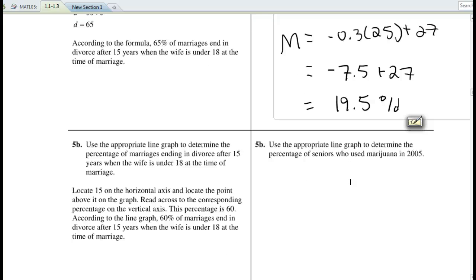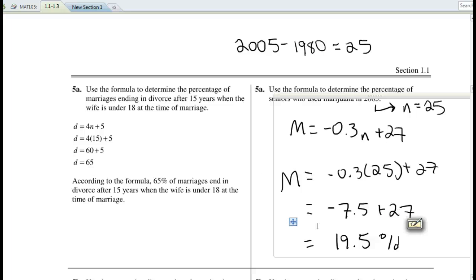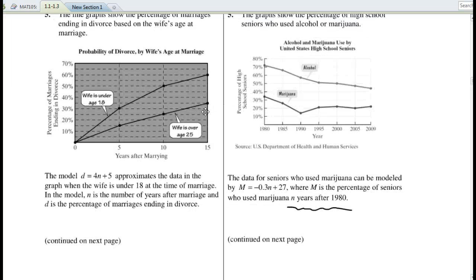Kind of a funny example. Alright, use the line graph to determine the percentage of seniors who are using marijuana in 2005. I guess it doesn't necessarily say that they smoke it, right? They might be doing other stuff with it, like maybe they just like the way it looks and they plant it in a pot.